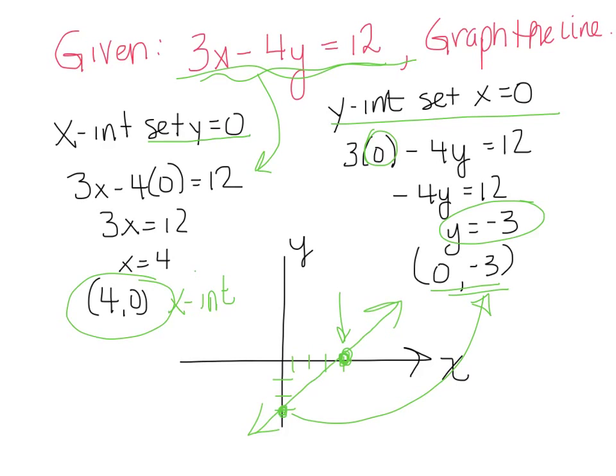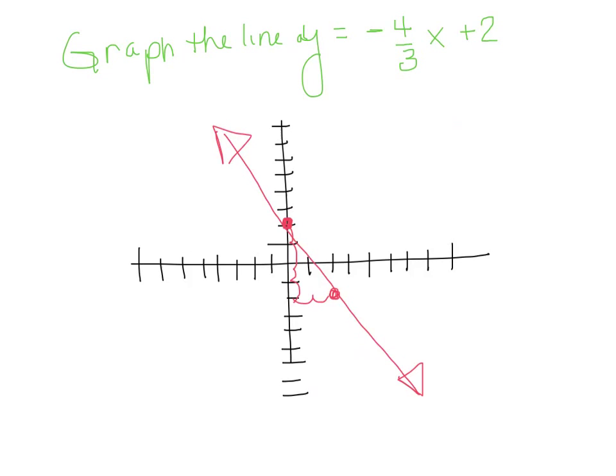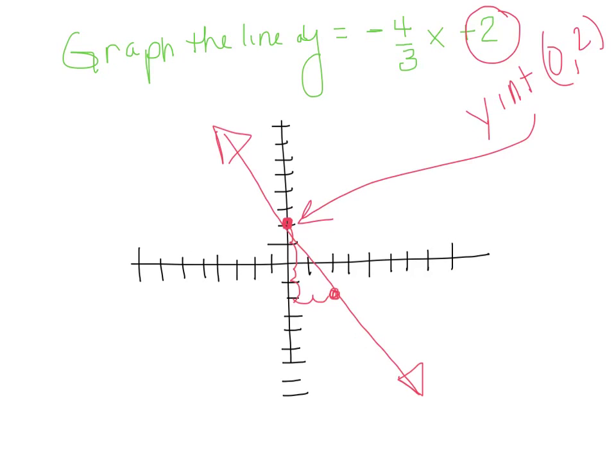Next page. I want you to go ahead and graph the line from the equation y equals negative 4/3 x plus 2. I'll pause it and we'll check. Okay, I got that picture right there in red, and what I did first was I started right here and I said the y-intercept is (0, 2). So that went on my graph first.